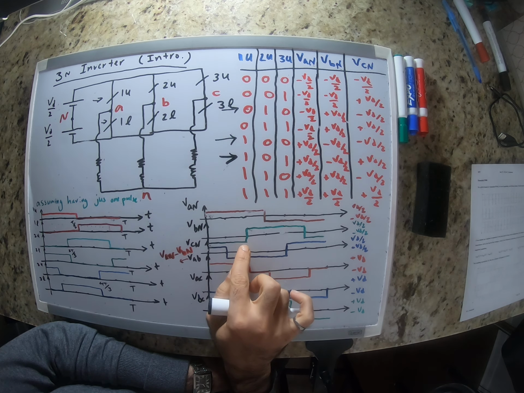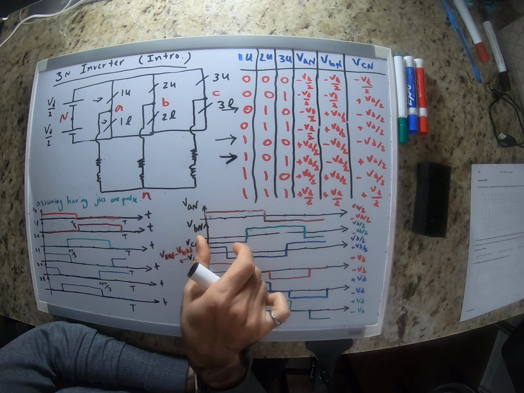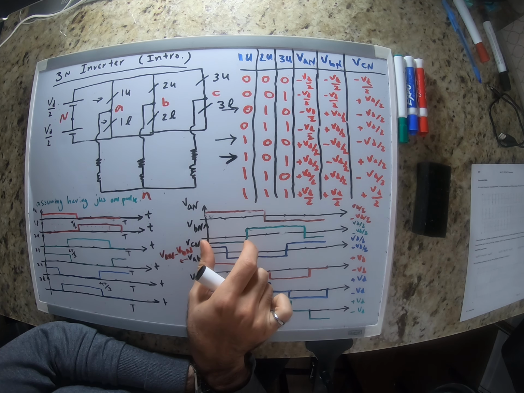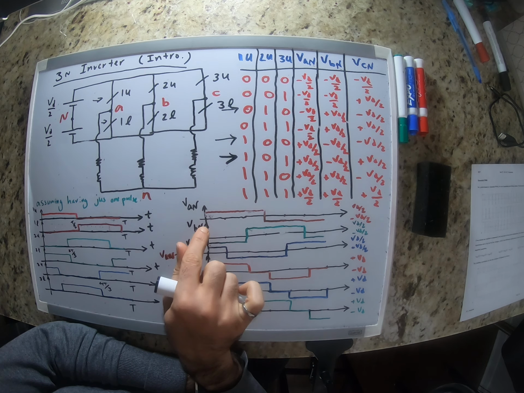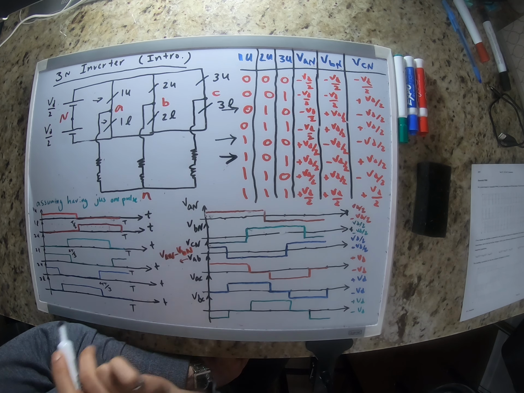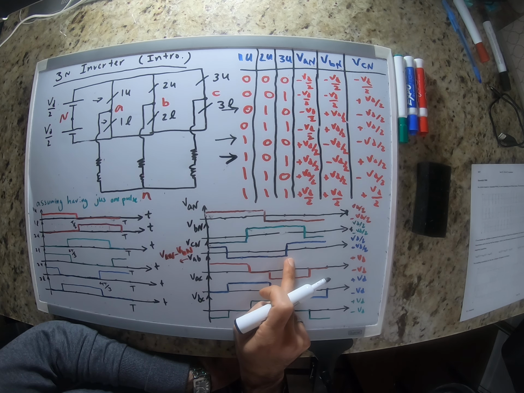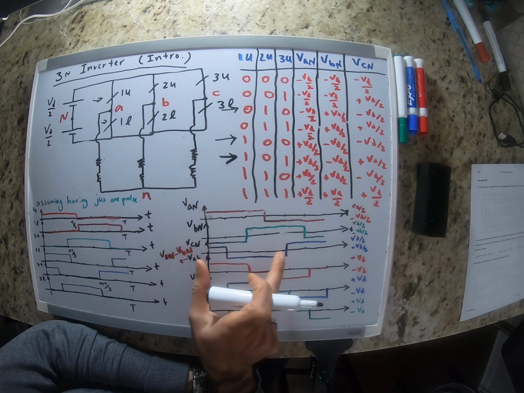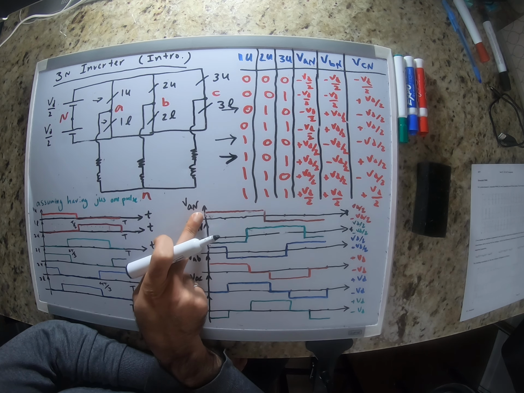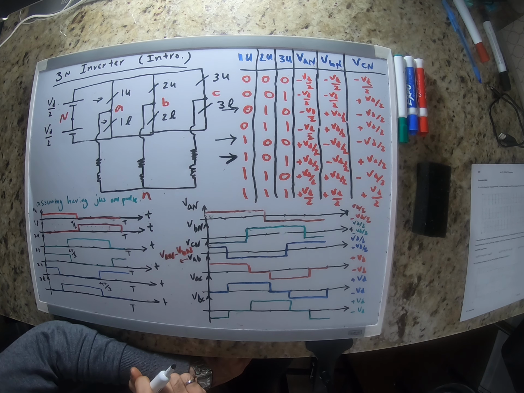So this transition from negative VD over 2 to positive VD over 2 for phase B happens 120 degrees, or 2T over 3 in time, after the same thing happening for phase A. And the same thing happens for phase C, 240 degrees after it happened for phase A, or 120 degrees after it happened for phase B.